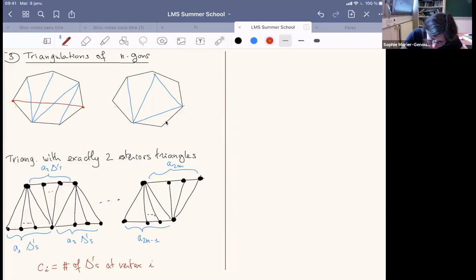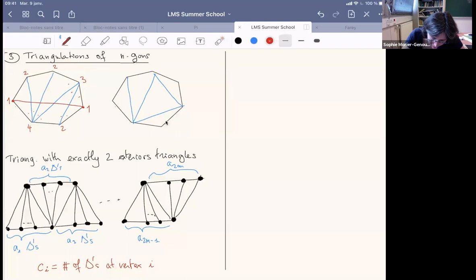Okay, so let's do it on the example that we have to make it clear. So for instance, here I had only one triangle, because it was an exterior triangle. Here I count two triangles incident to this vertex. Here I count one triangle. I count two triangles. I count two here. Here I count 1, 2, 3. Here I count 1. Here I count 1, 2. Here I count 1, 2, 3, 4. So this is the sequence of Ci for the triangulated heptagon that is here.